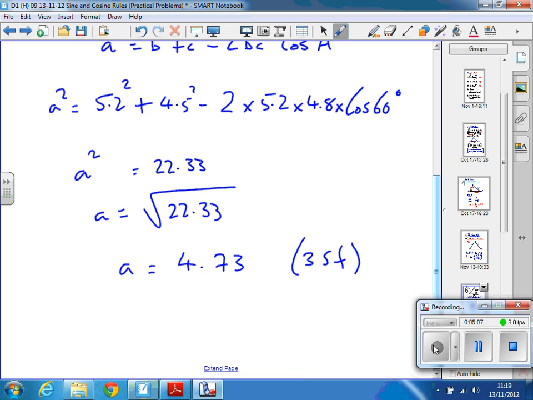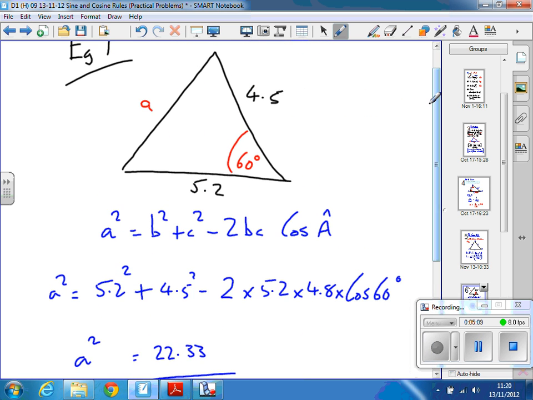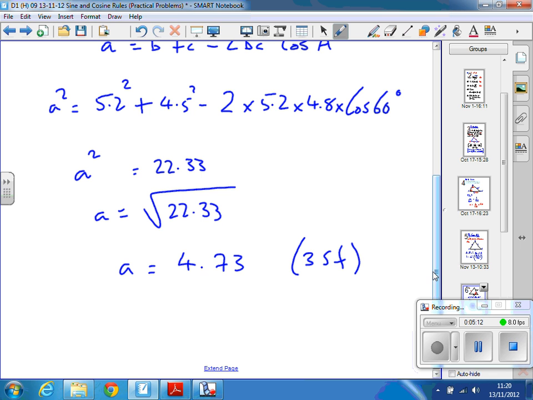And if we're talking about accuracy, going back to the original problem, we've got 2 significant figures, so you might call that 4.7 to 2 significant figures.